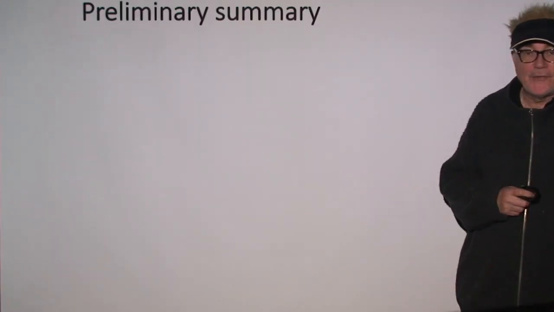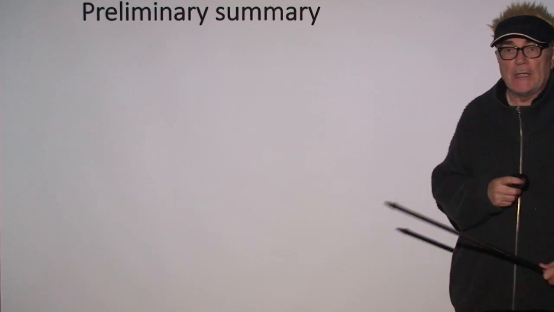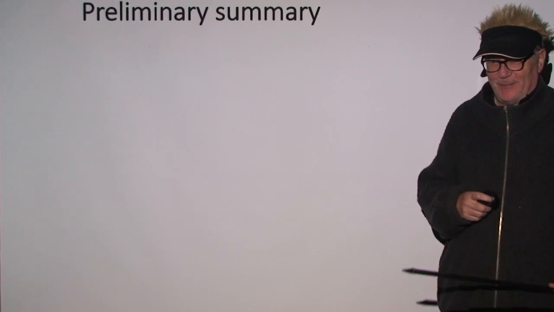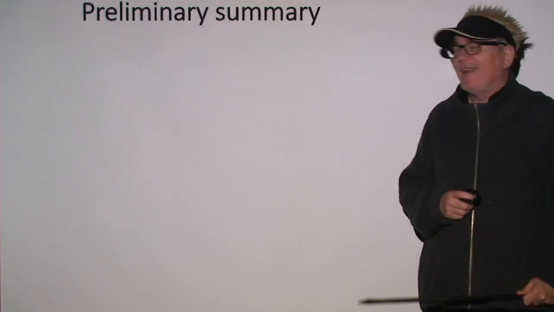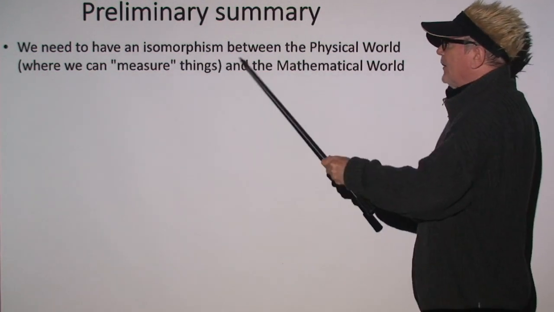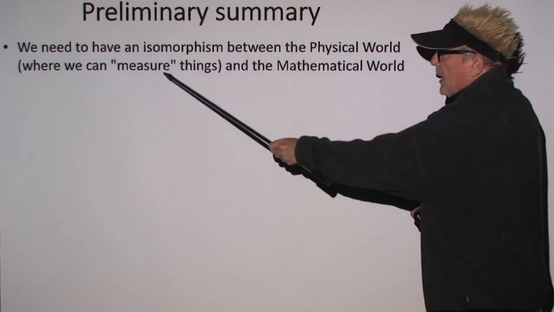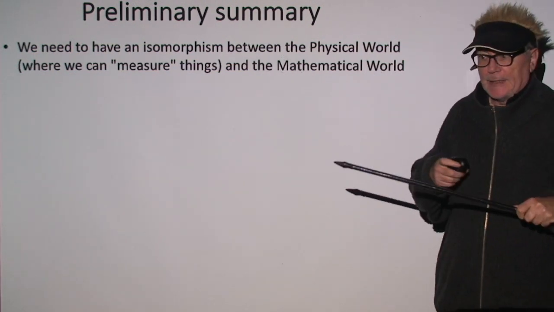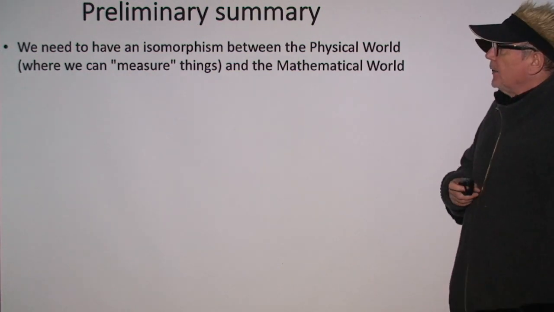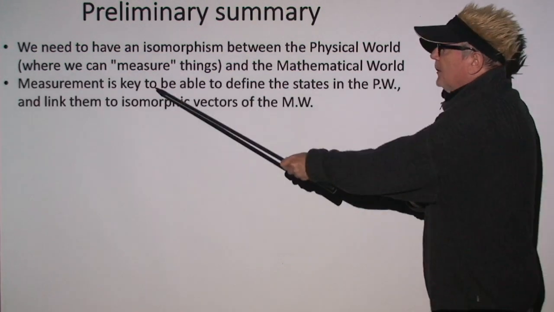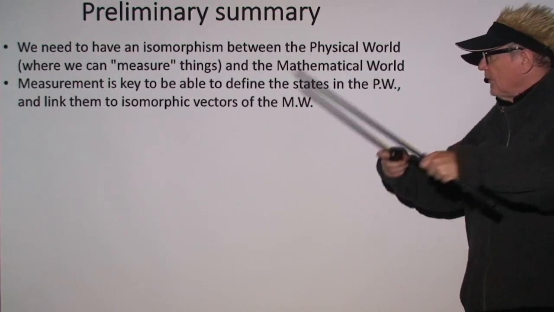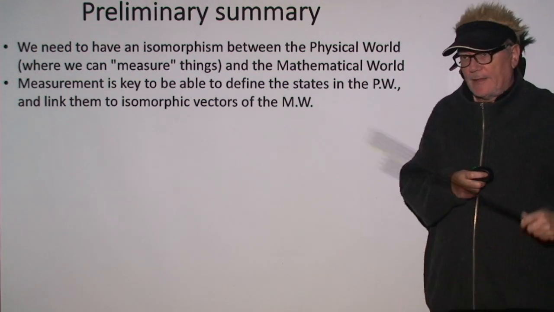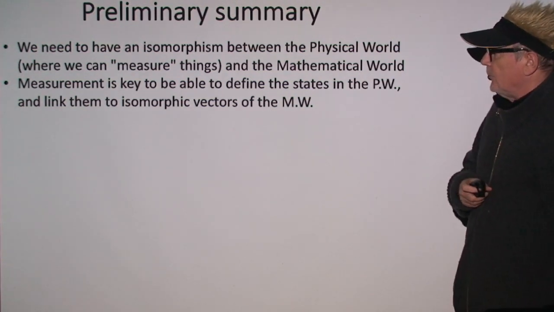Okay, so now is the time to summarize all these preliminary things that we needed in order to start our exploration and answer those questions and mysteries about quantum physics and relativity. So the first thing is we have to focus on the physical world where we can measure things, and then find an isomorphic mathematical world, so that we can derive things in a logical way. Measurement is key to be able to define the states in the physical world and link them to the isomorphic vectors of the mathematical world. That's what we'll see in the next videos.